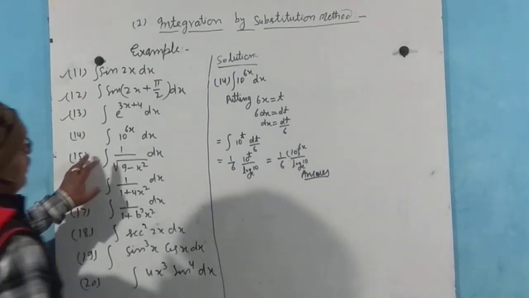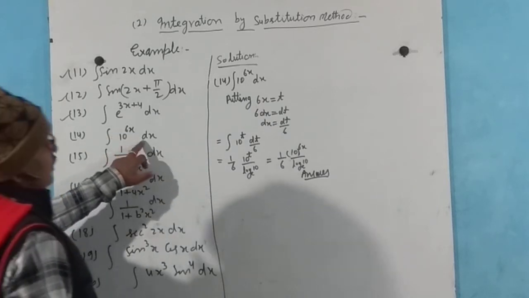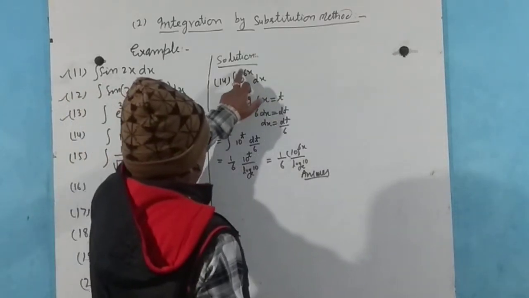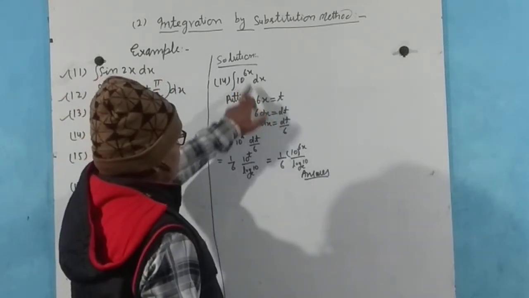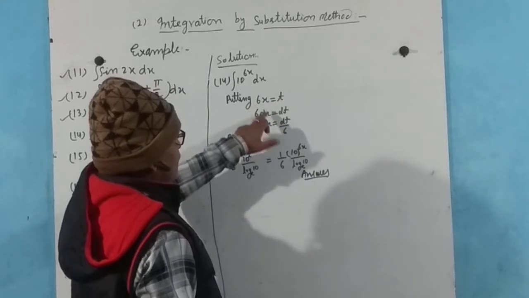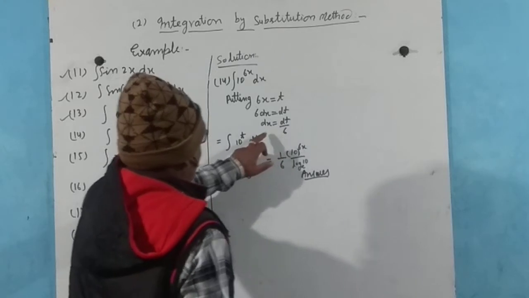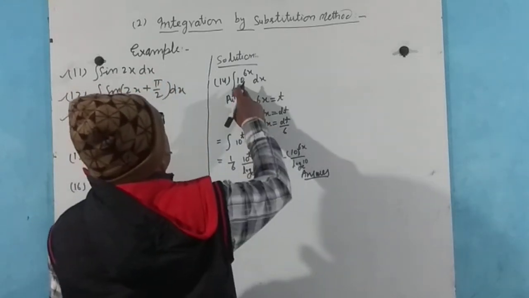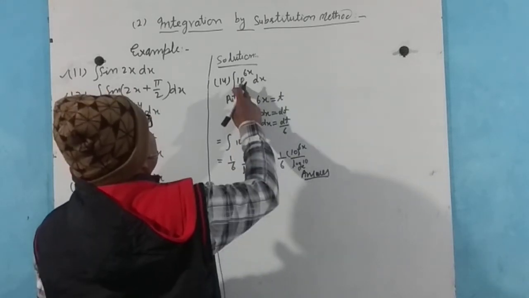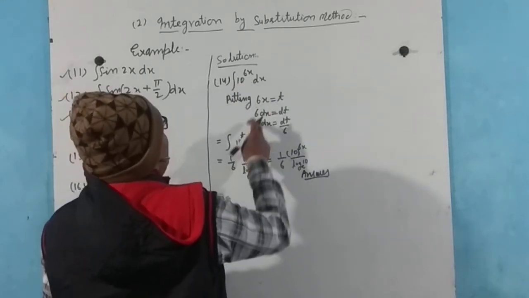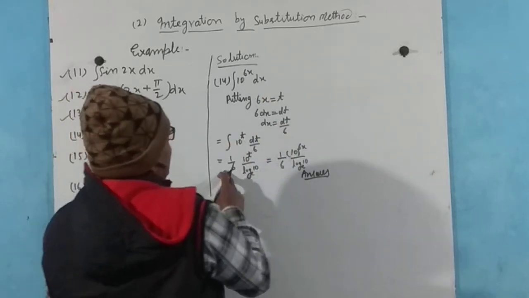Now question number 14 here. Integration of 10 power 6x dx. By the substitution method, putting 6x equal to t, so that 6 dx equal to dt. It means that dx equal to dt by 6. And putting this in the integration of 10 power 6x, 10 power t, and dx equal to dt by 6 here, 1 by 6 constant here.